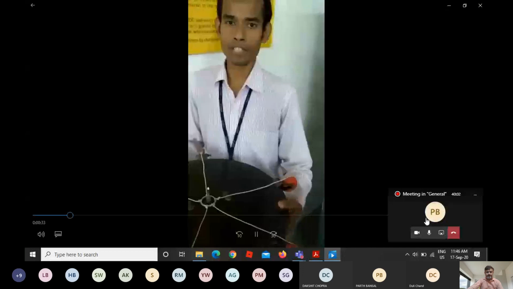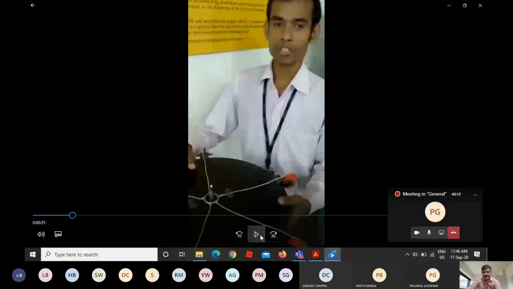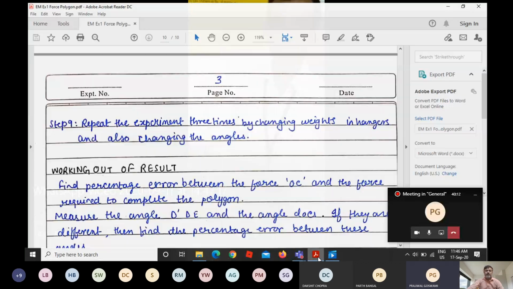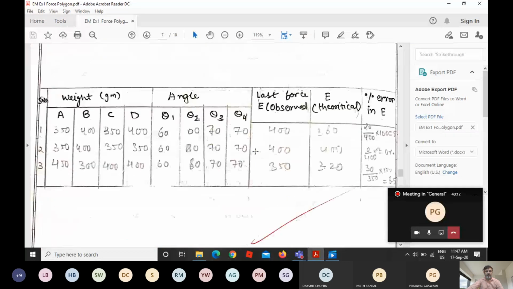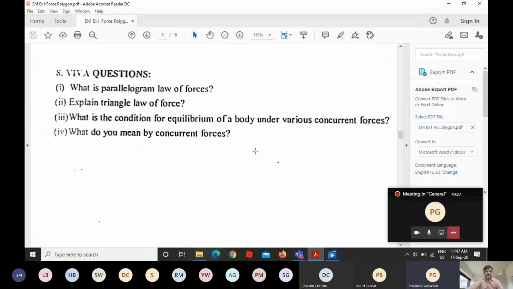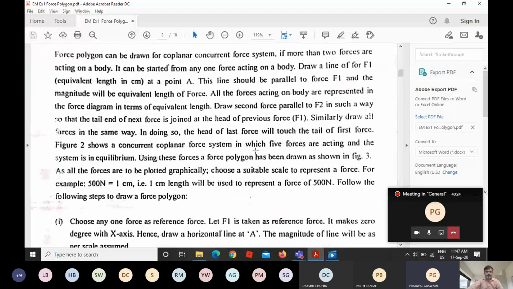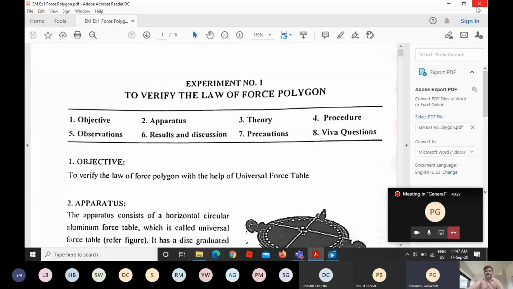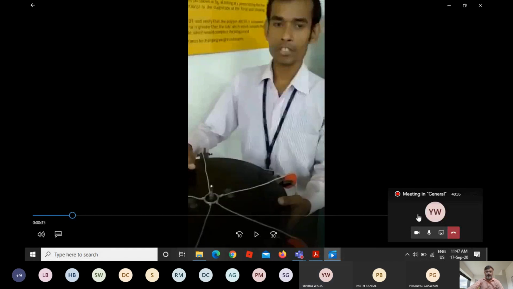Sir, do we have to write the same procedure or do we have to change it? Now you have to write the same question. So we have to write the whole practical also. I will also share the PDF of this experiment. So we have to just write whatever there is in the PDF. Exactly like that. Same diagrams only, which are in the PDF? Same diagram. Yes. But we have to perform graphically also.